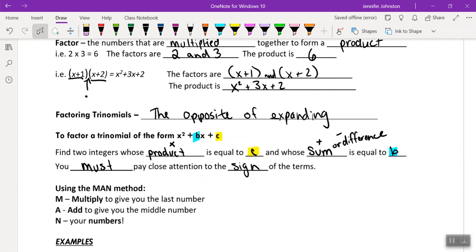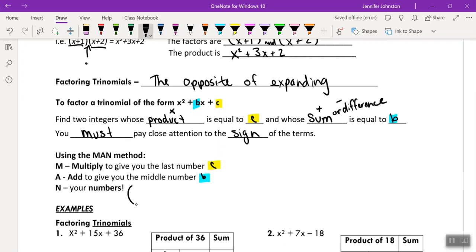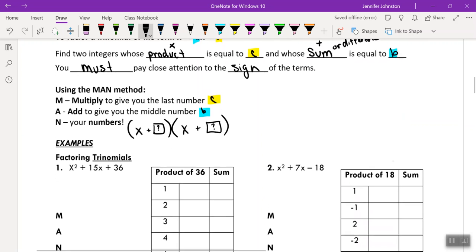In order to do this, we use something called the man method. We find two numbers that multiply to give you the last number, c, and add or subtract to get b. Once we get those two numbers, we put them in x plus that number, and then we'll have x plus whatever that number is. That's our final answer. This is where our numbers are going to go; let's leave them blank right now. Let's try this out.